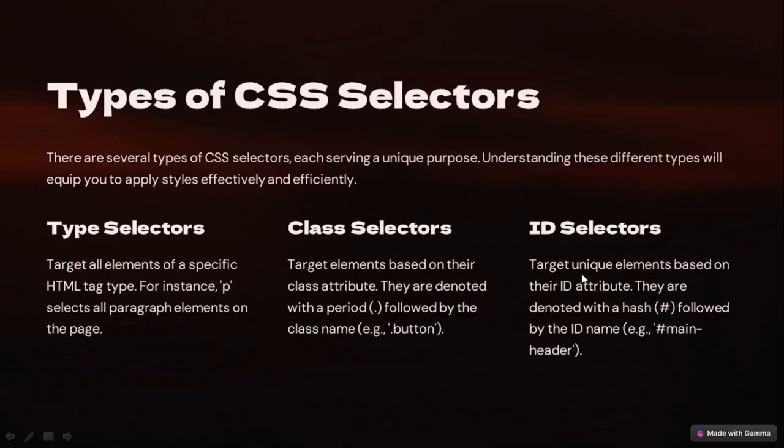The last one is the ID selectors, which target elements based on their ID attributes. You have the class attribute, and you also have the ID attribute, and it is denoted using a hash followed by the ID name. Now let's particularize that. What is a type selector? It means if you want to apply style to every element of a certain type, you can easily do so.